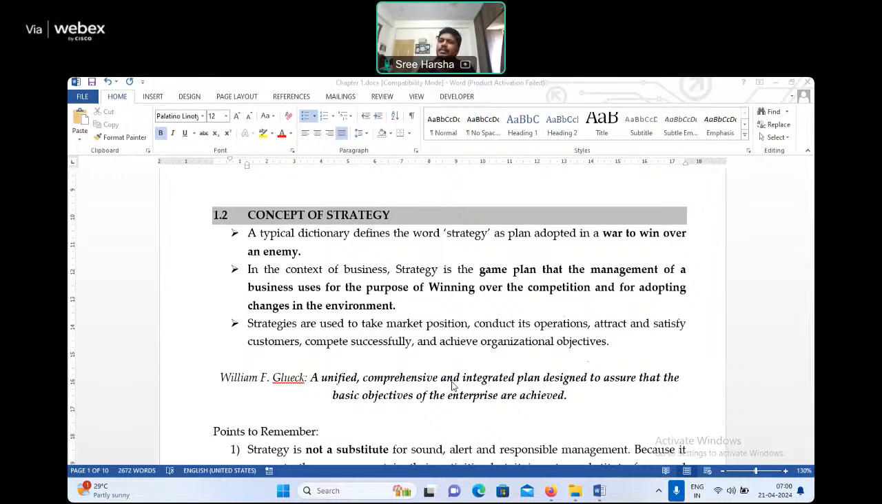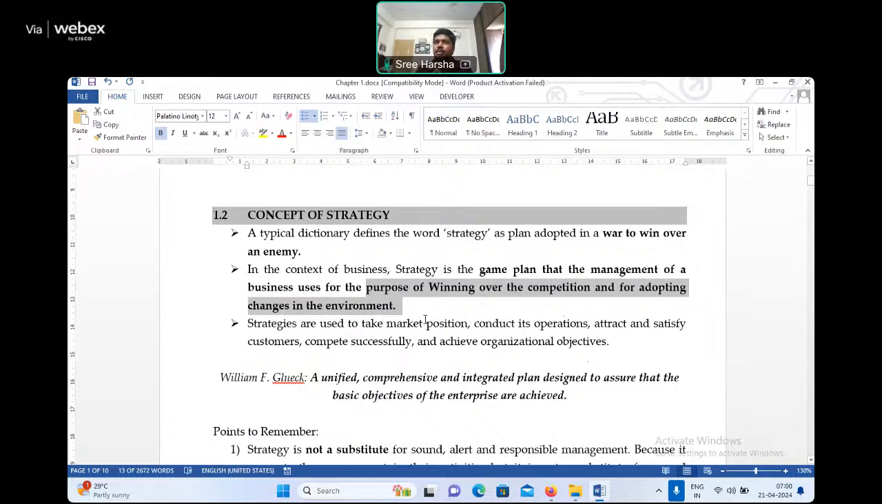In business, enemies are nothing but competitors mainly. So to kill our enemy and to achieve our objectives, they have prepared a plan and they have implemented that particular plan. It is nothing but strategy. Strategy is usually a word which is adopted in war for the purpose of attacking the enemy. In business, it is nothing but a game plan that is prepared by the management for the purpose of winning over the competition and for adapting to the changes in the environment. These are the two main objectives for strategy.